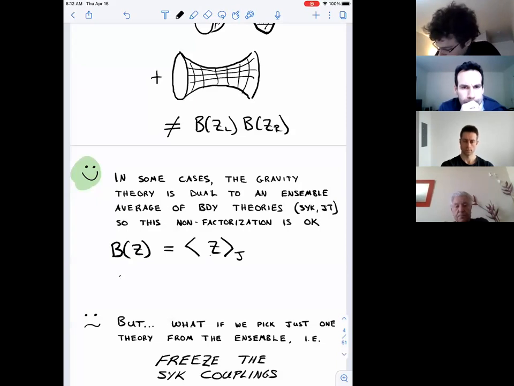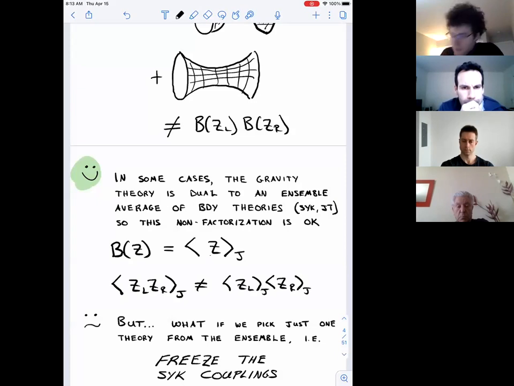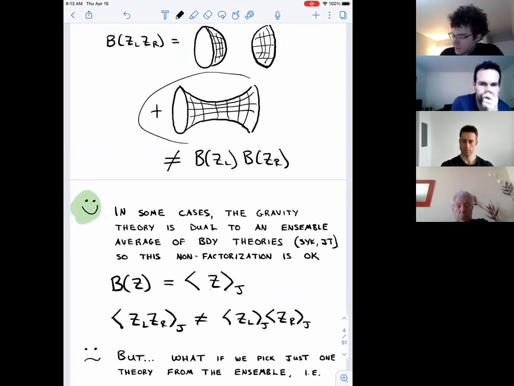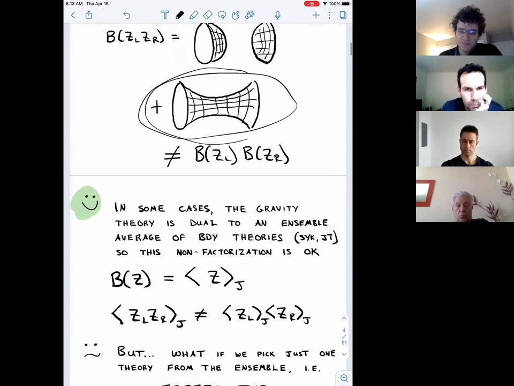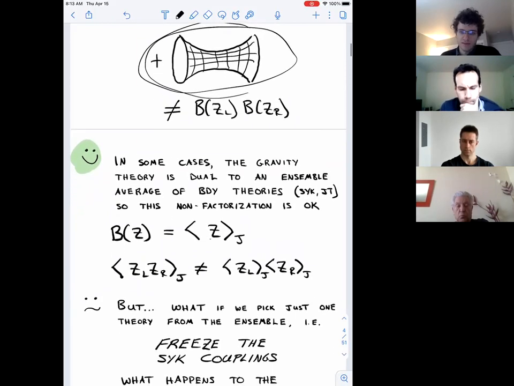And as you know, if we have an ensemble average of things, Z left, Z right, ensemble average, in general is not equal to Z left ensemble average, Z right ensemble average. So that fits. It fits with saying that the wormhole, this funny non-factorizing contribution here, is just computing the variance of this quantity Z in the ensemble. So that sounds fine.